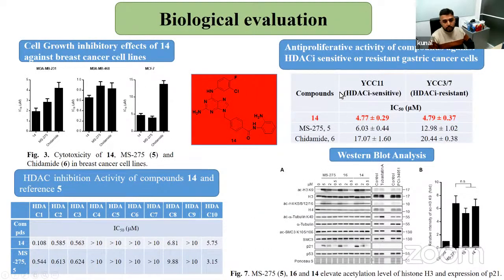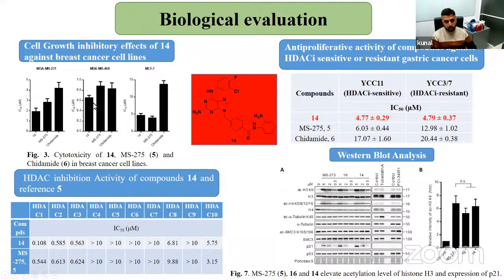Yes, so once we design the compounds and synthesize them, usually we proceed first with the in vitro cytotoxicity assays. Now I told you we designed these compounds for breast cancer and gastric cancer. So what we did is, we evaluated all the compounds against the breast cancer cell lines and the gastric cancer cell lines. These are the three breast cancer cell lines: MDA-MB-231, MDA-MB-468, and MCF7. Now this is a compound that was designed by us and synthesized by us.